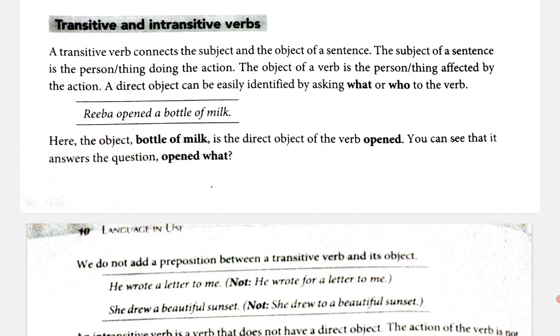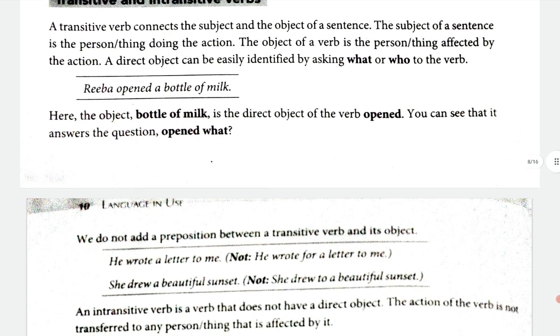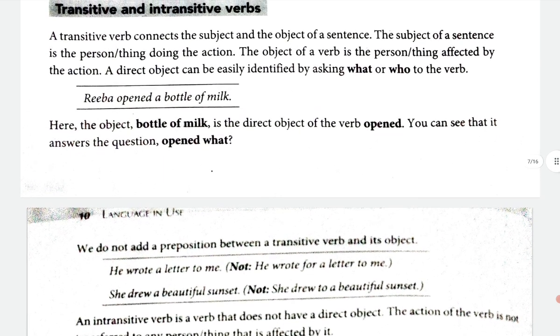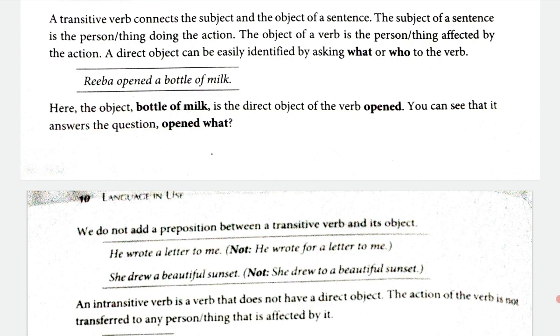So a transitive verb is being used as a connecting verb. It connects the subject and the object of a sentence. The subject of a sentence is the person or thing doing the action. Object of the verb is the person or thing affected by the action. A direct object can easily be identified by asking what or who to the verb. Here the object, bottle of milk, is the direct object of the verb opened. You can see this in the answer to that question: opened what?